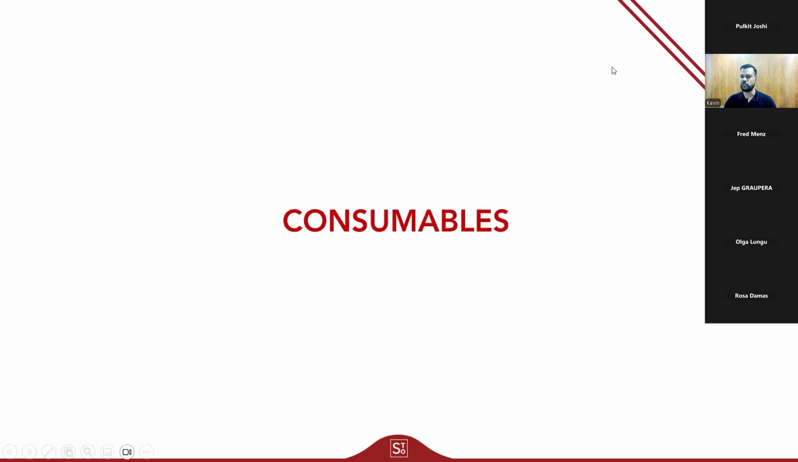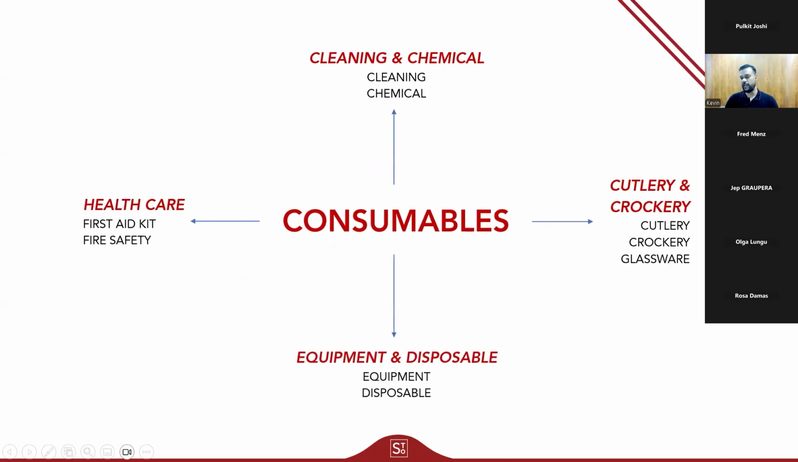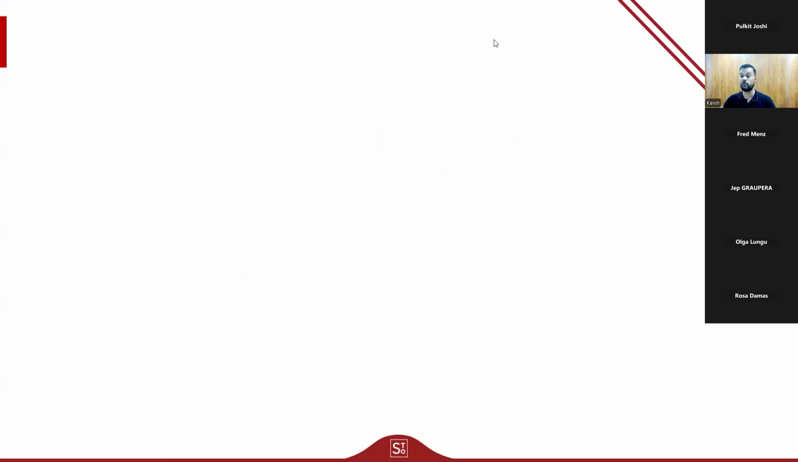Now coming to consumables. Under consumables, we have things like cleaning chemicals, cutlery, crockery, equipment and disposal, and healthcare. Again, you could have any amount of categories and subcategories. It is about how your restaurant functions. We at STO would rather tailor and maneuver around the functioning of your kitchen than have you adjust to the standards we have set. So that's a big positive point about STO that we give you with the software.